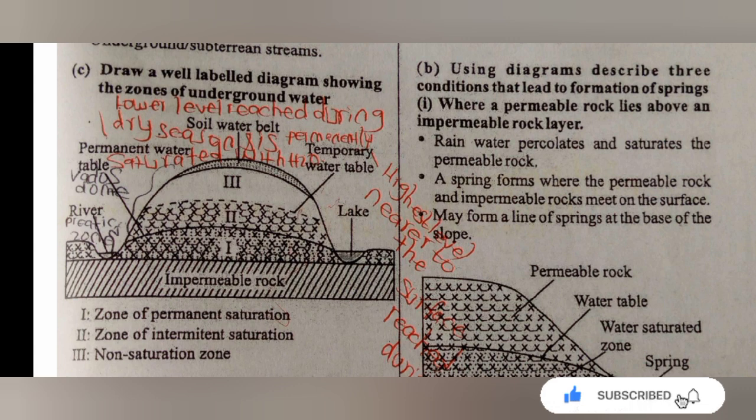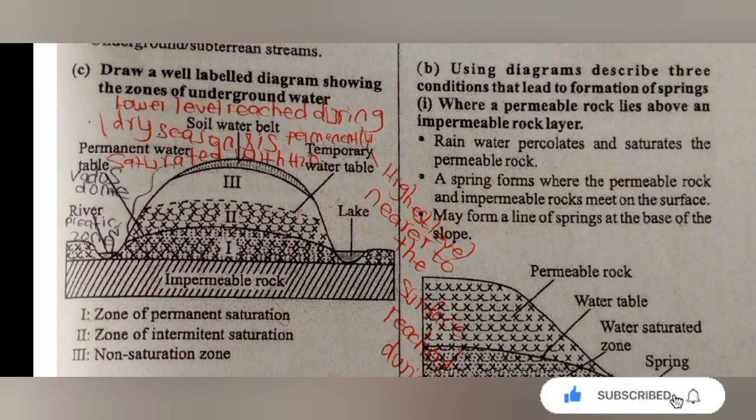Zone number 1 is the zone of permanent saturation. Zone number 1 is that zone that is immediately above the impermeable rock, the zone of the permanent saturation. And it's important we just know that all rocks and pores within this zone are permanently filled with water. This zone is also called the phreatic zone.